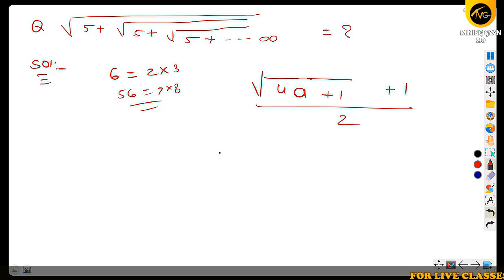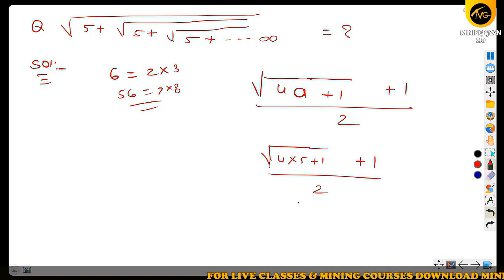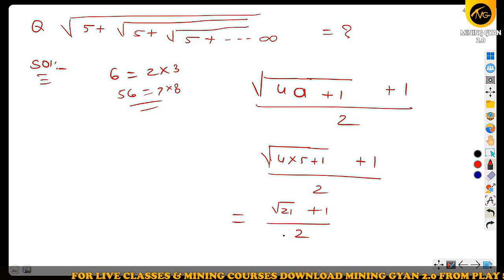Now in this case, what is the a? Basically a is the number. So in this case, 4 into 5 plus 1. Correct? Now plus 1 and the whole divided by 2. So this will be 20 plus 1, that means root over 21, plus 1, divided by 2.